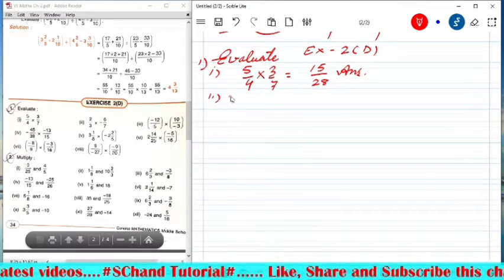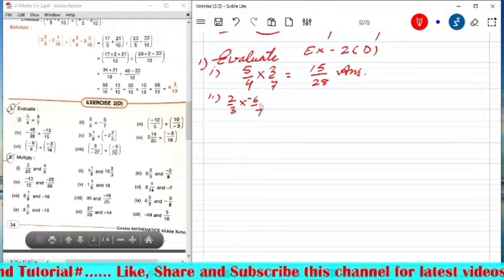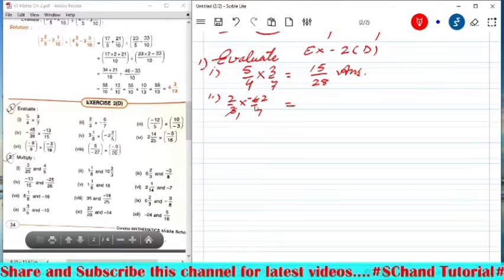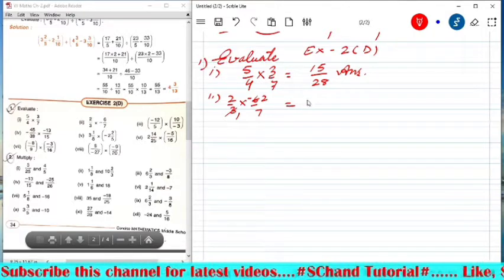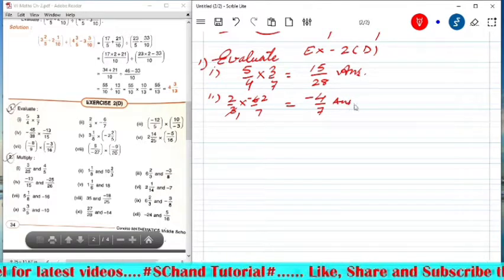Second, 2 over 3 into minus 6 over 7. 3 ones are 3, 3 twos are 6. So it is 2 into minus 2, and it will be minus 4 over 7. So this will be the answer.